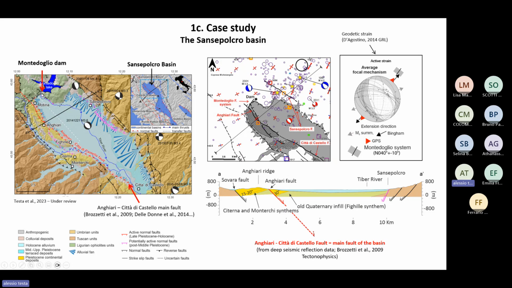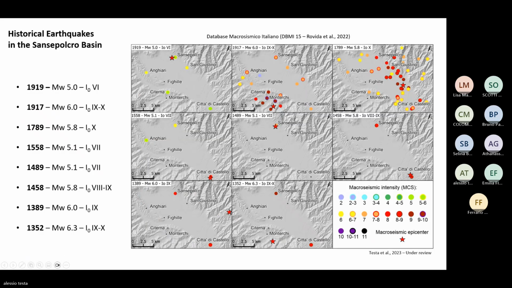The northern edge of the basin is featured by a high angle fault, which is actually orthogonal to the main faults. The basin is undergoing active extension, with the stretching direction oriented nearly orthogonal to the normal faults. In the Upper Tiber Valley, 7 damaging earthquakes occurred during the last 700 years, with magnitude ranging from 5 to 6.3. But unfortunately, most of them are poorly constrained by macroseismic data, as you can see here.